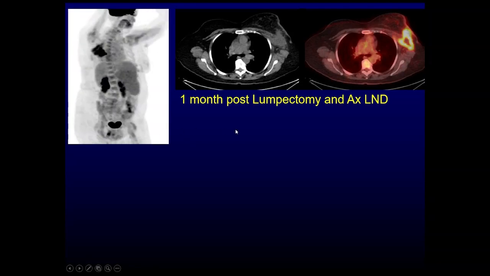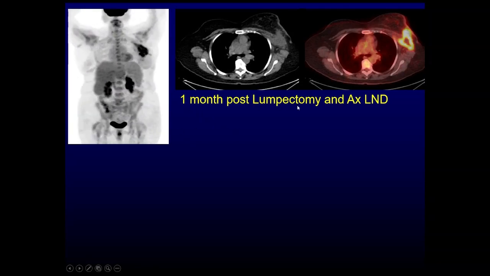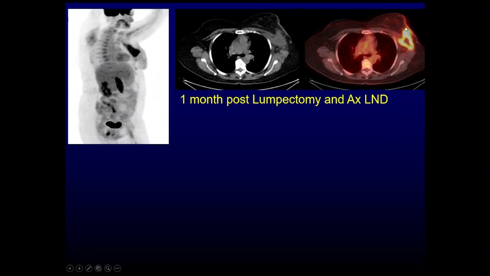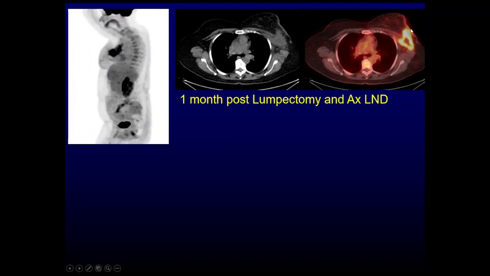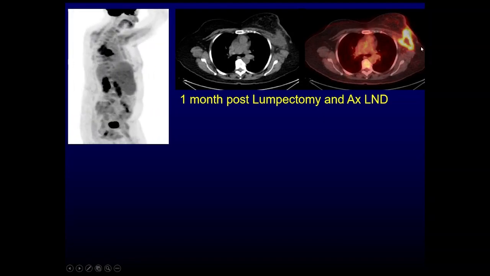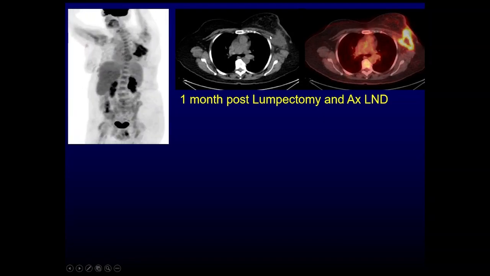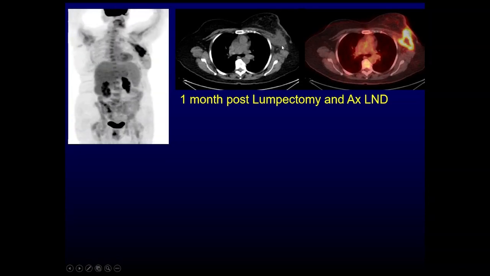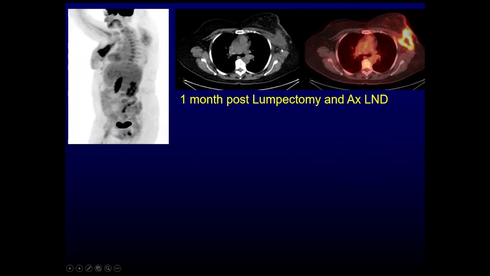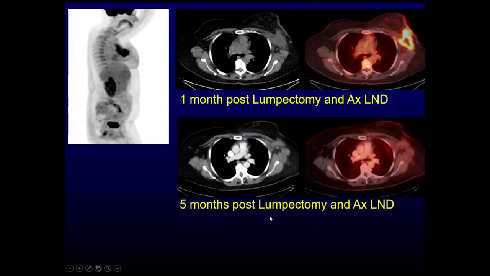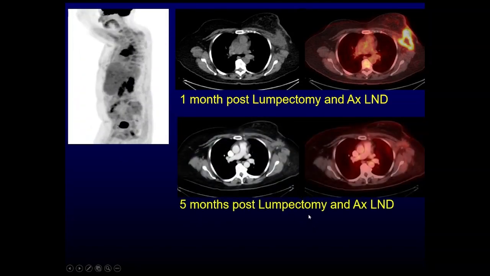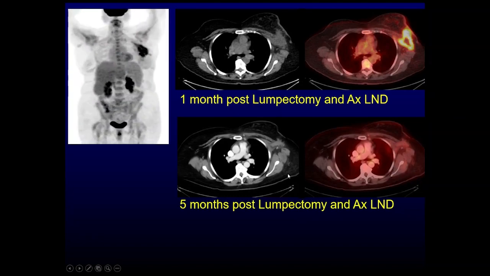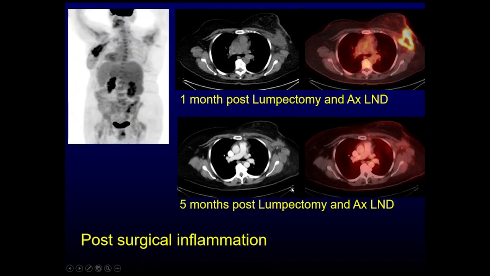For example, this patient with breast cancer post-lumpectomy and axillary lymph node dissection demonstrates markedly FDG avid soft tissue in the left breast axillary tail and axilla, which can be seen on the FDG PET as well as the CT. And this is post-surgical inflammation, which should not be mistaken for residual malignancy. As can be seen several months after the surgical changes, the FDG avidity resolves, and the residual soft tissue decreases in size, and this is benign post-surgical inflammation.